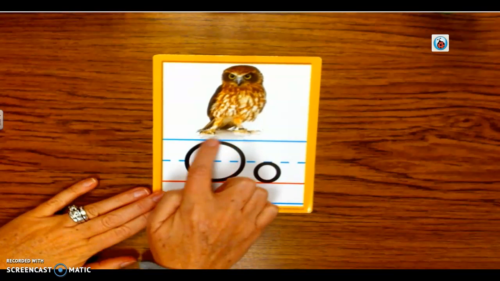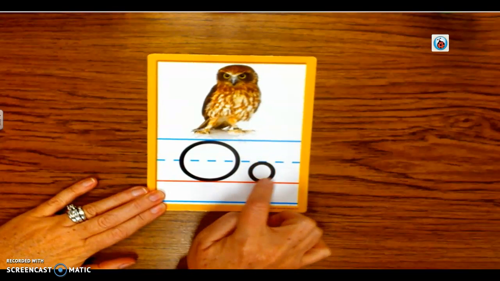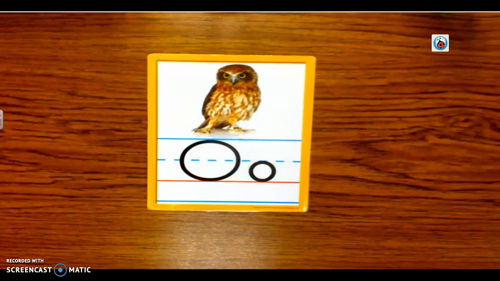So here is an uppercase O. There is a lowercase o. Owl starts with the letter O. It's one of those tricky words that you don't really hear it. You just have to know that owl starts with an O.